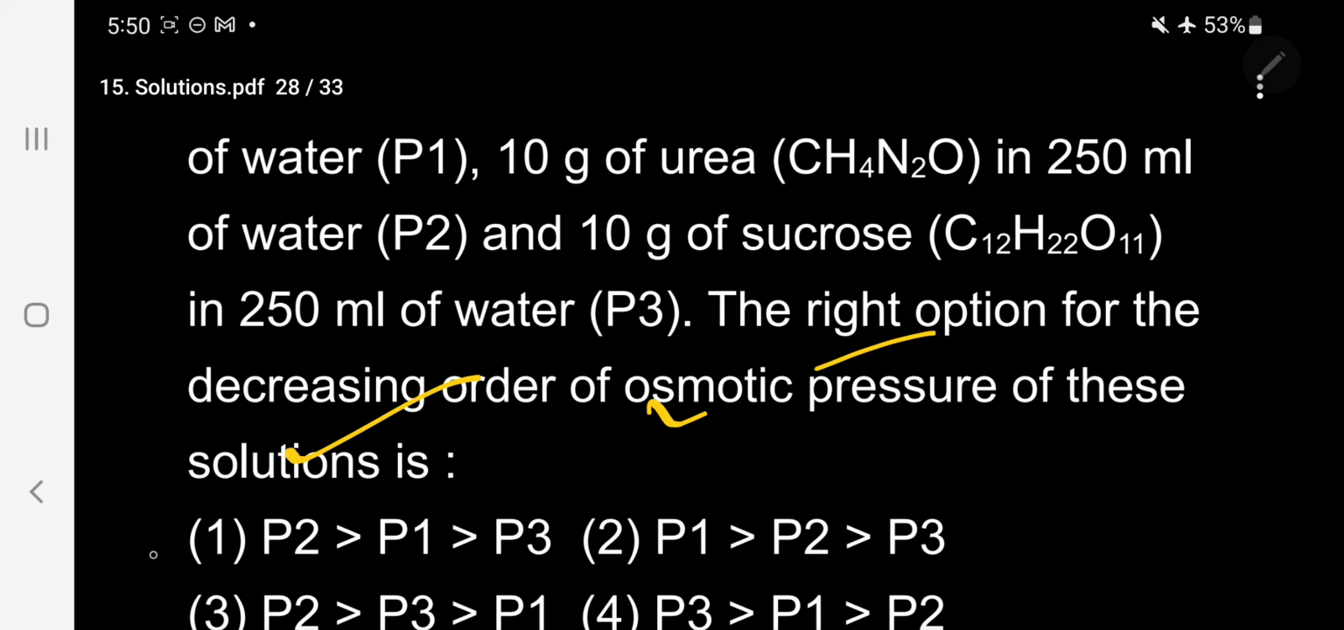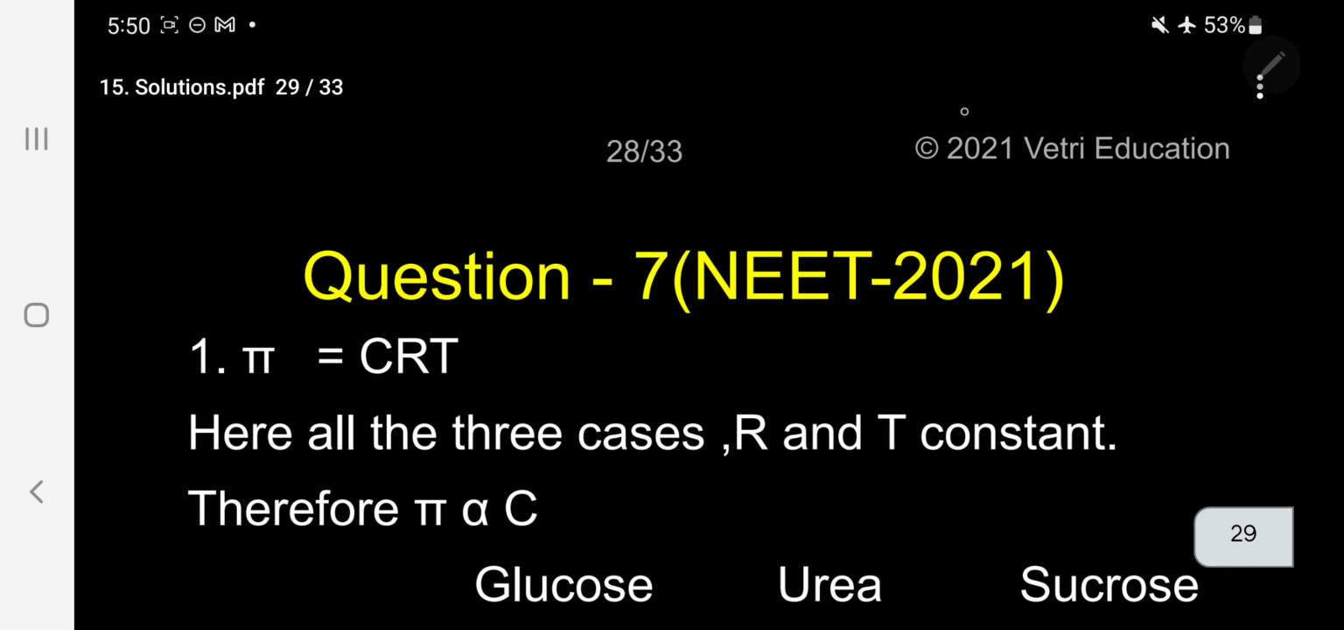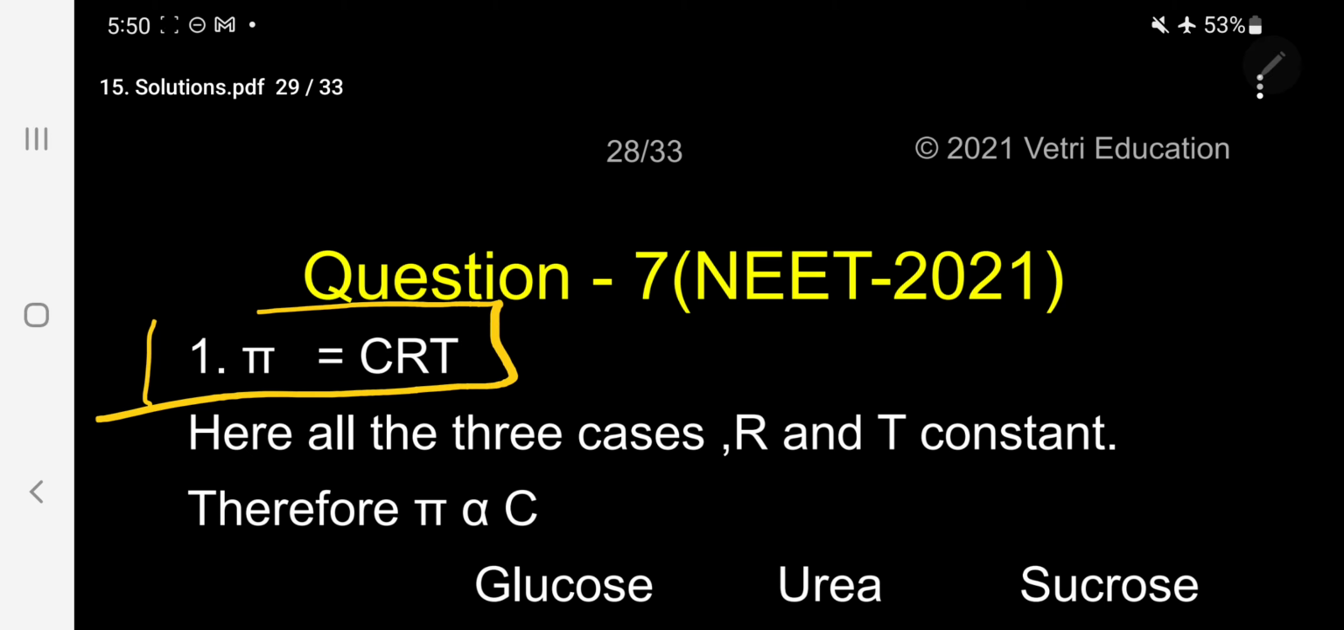Please follow. Option A: P2 greater than P1 greater than P3. Option 2: P1 greater than P2 greater than P3. Option 3: P2 greater than P3 greater than P1. Option 4: P3 greater than P1 greater than P2. If you want to identify the answer, what do you have to do? This question is on osmotic pressure of solutions. What is the formula? Pi equals CRT. Pi is the osmotic pressure, and C, kindly follow, is molarity.